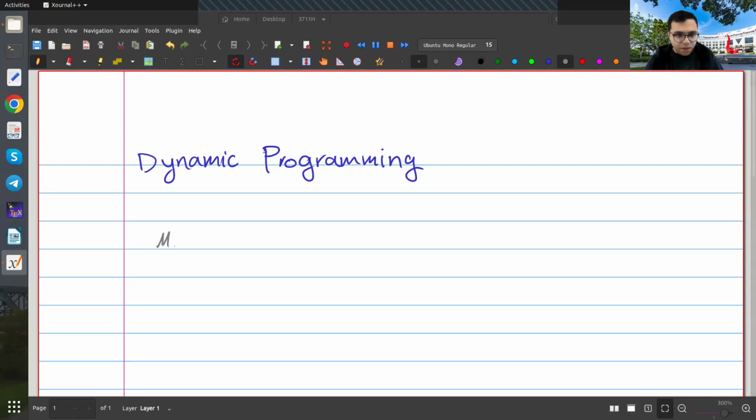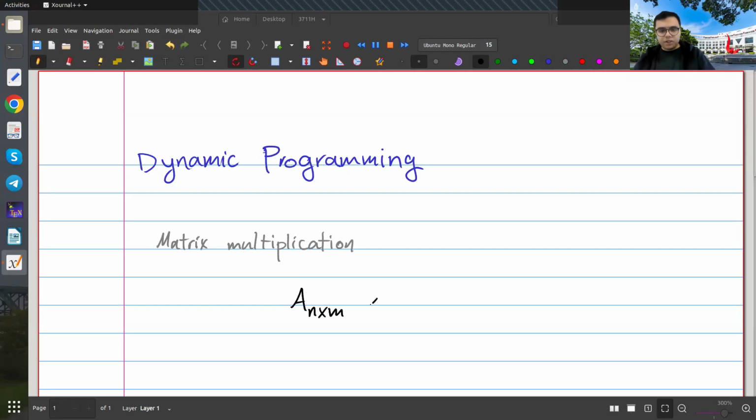A very simple problem that has to do with matrix multiplication. Suppose that I have two matrices and I want to multiply them. So let's say I have one matrix A, which is n by m, and then I want to multiply this by another matrix B, which is m by t, let's say. Right? So what is the cost of doing this kind of multiplication?